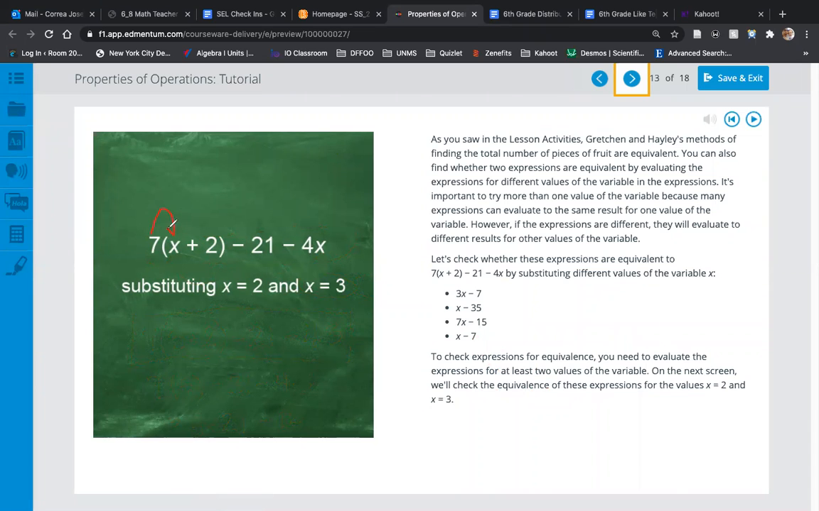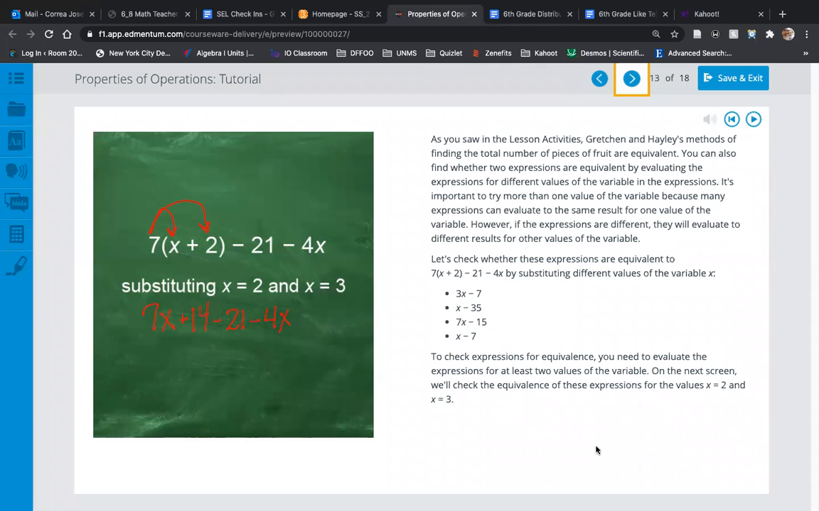So if I were to distribute this, 7 times x, 7x, plus 7 times 2 is 14, minus 21, minus 4x, right? Now, I need to combine like terms. So we kind of talked about this briefly yesterday. Basically what happens is I'm going to look to see, okay, what x's do I see? What numbers do I see?